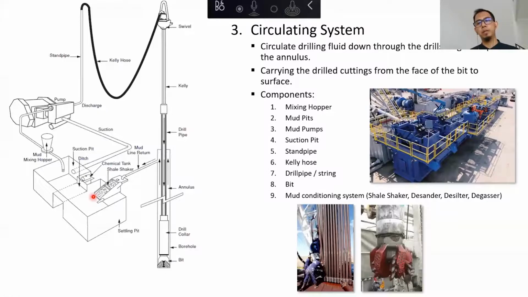If there is any sand contamination during the drilling in the cuttings, then they will divert it to the desander. And then if there is silt that needs to be cleaned out from the mud as a contaminant, they pass it through the filter to clean out the silt. And if there's any dangerous gas, they pass it to the degasser. So that's about the circulating system.